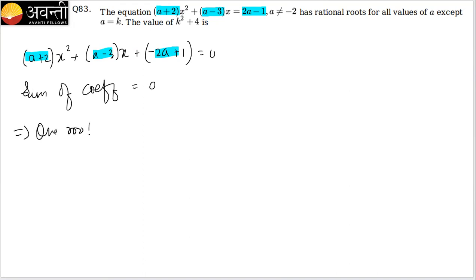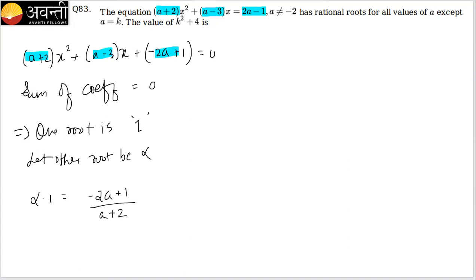One root is 1, the number itself. Let the other root be, suppose, alpha. Then what will I get as the product of the roots? Alpha into 1 will be equal to (−2a + 1) upon (a + 2). It has rational roots, so 1 is rational already.